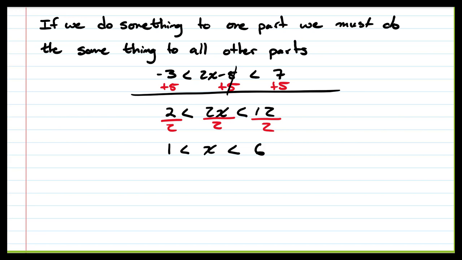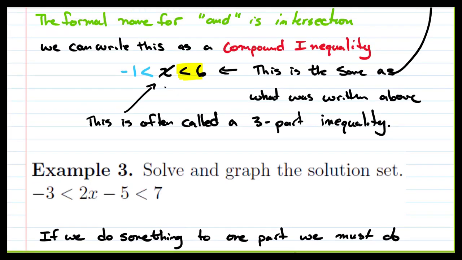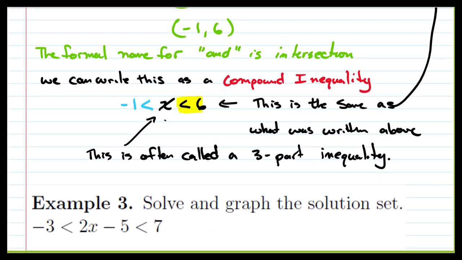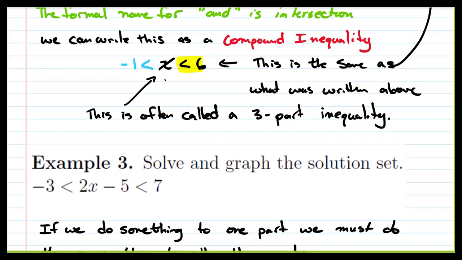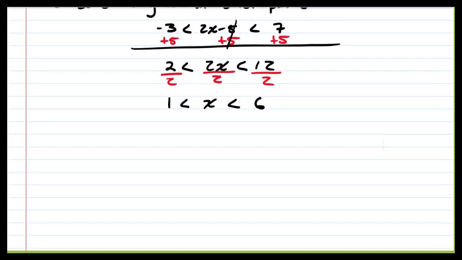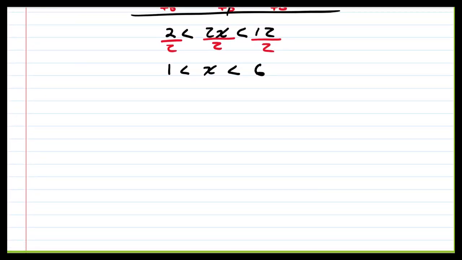So after doing the same thing to all three parts and resolving, we'll notice this ends up exactly in the same form as the example that we finished on last time. So it tells us x is trapped between these two values. So in this example, our x is trapped in between 1 and 6. If we mark our two important parts, we have our 1 and we have our 6.